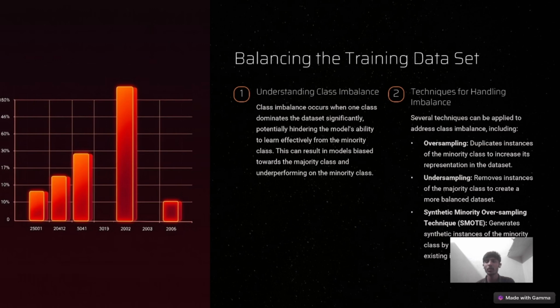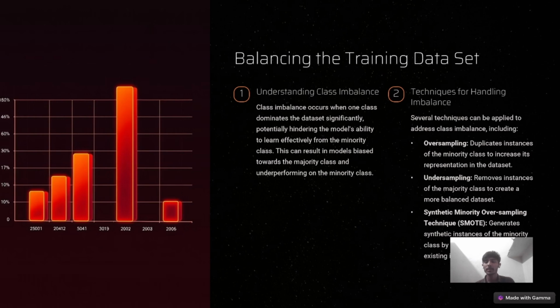Techniques for handling imbalance. Several techniques can be applied to address class imbalance, including first, oversampling: duplicate instances of the minority class to increase representation in the dataset. Second, undersampling: remove instances of the majority class to create a more balanced dataset.